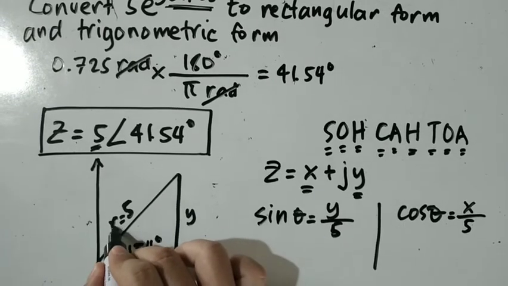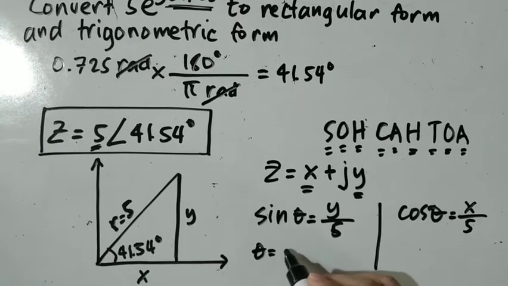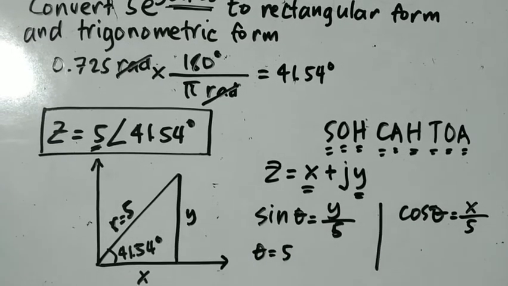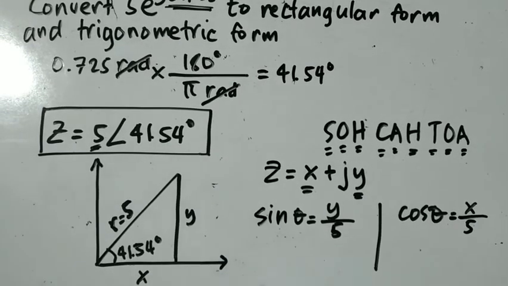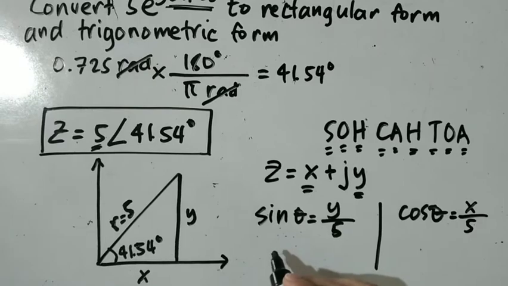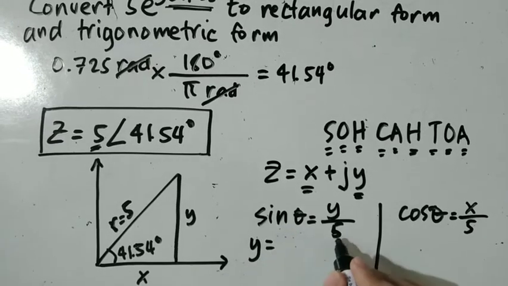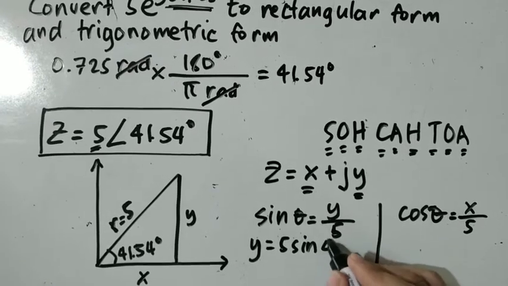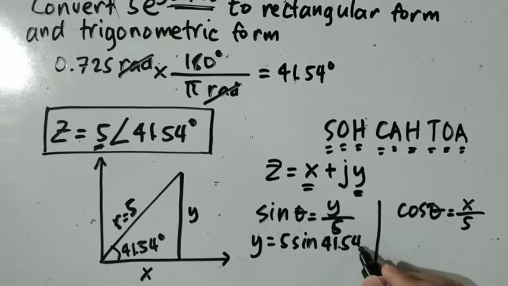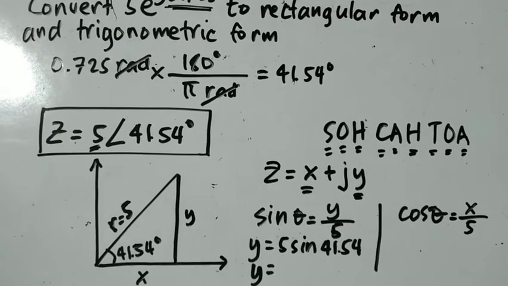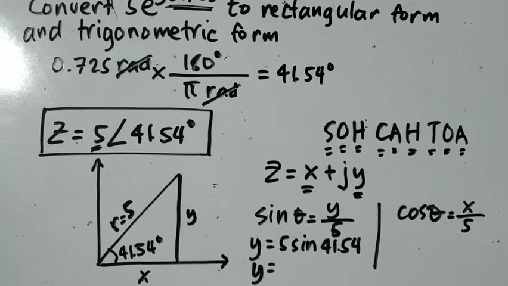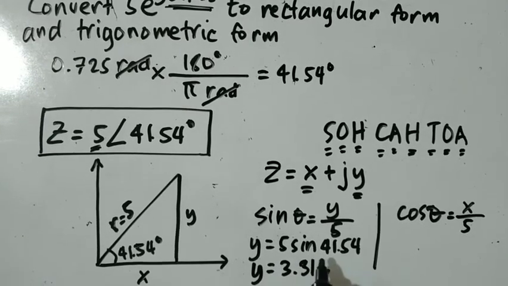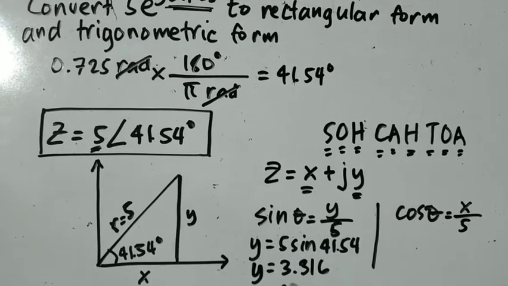So, transposing 5 to the other side, y is equal to 5 sine theta, but theta is equal to 41.54, right? So solving for y, using your calculator, 5 sine 41.54 is 3.316.